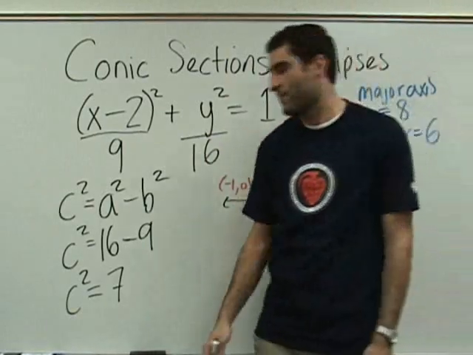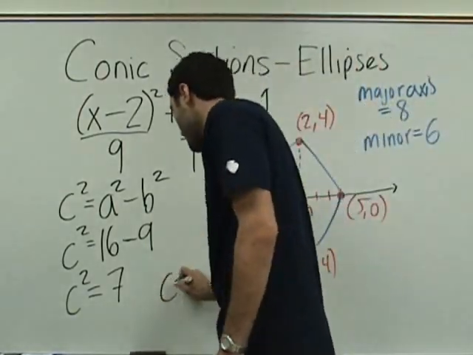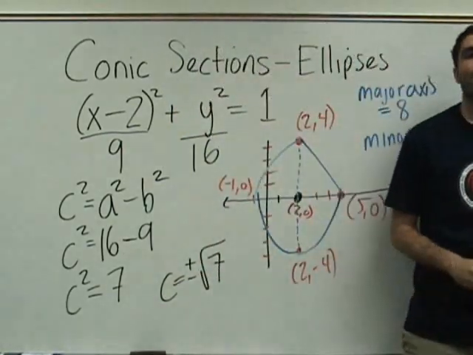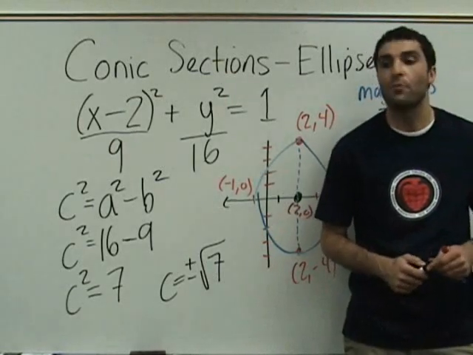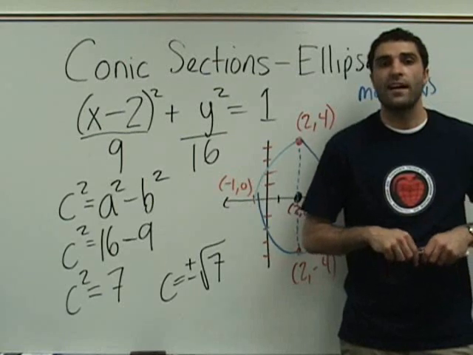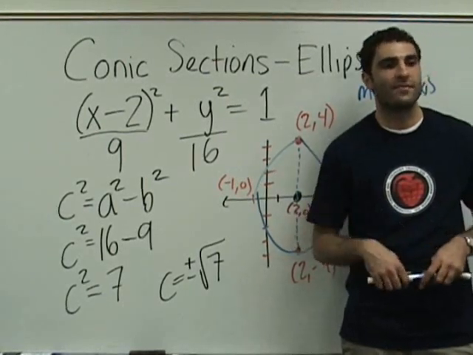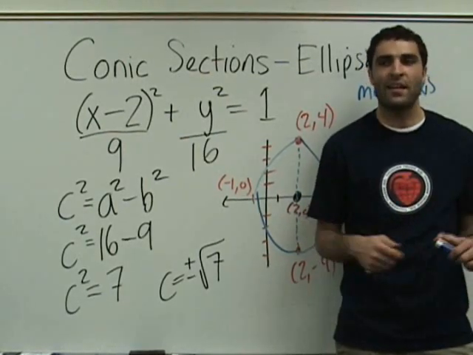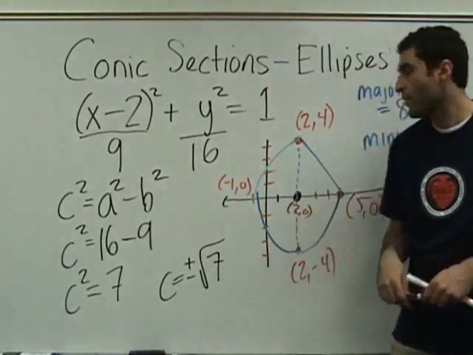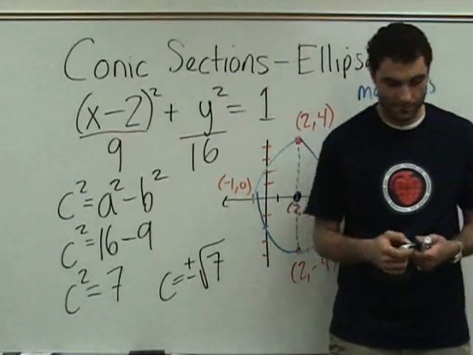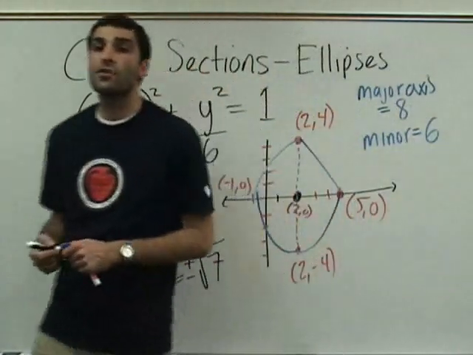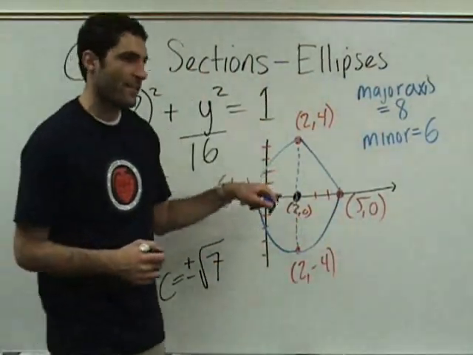Up and down root 7. So C equals plus or minus root 7. What does that mean to our graph? That's exactly the right question. So, foci. It's going to be 2 plus or minus root 7. So what are the points? 2 plus root 7, or 2 minus root 7, right?